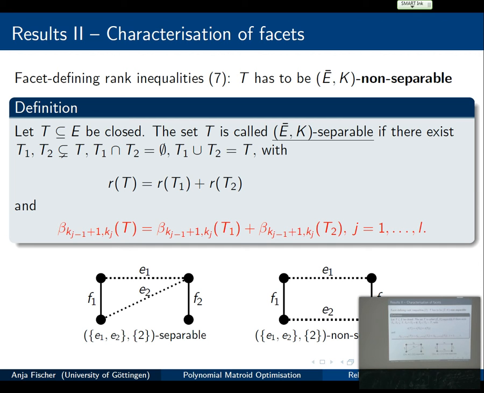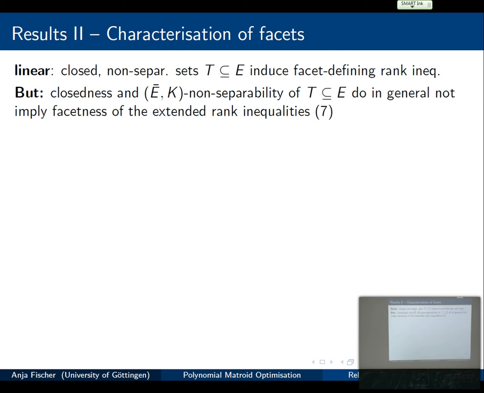So we have the same set T, F1 and F2, and now just depending on how the elements of E bar lie in comparison to T, here we have a separable set, and here it's non-separable. So here we would really get some new facet, and here it's not a facet. Okay. So unfortunately that's not enough.